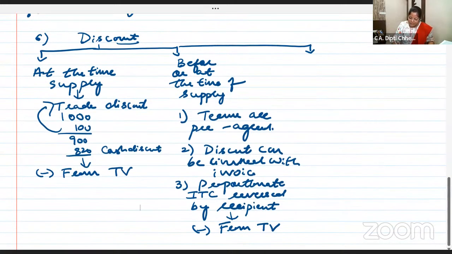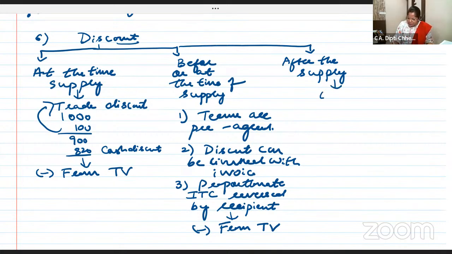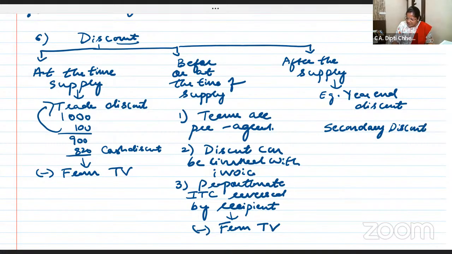After the supply, write down. It was not agreed upon. पहले से agreed नहीं था. पर end में we gave you, for example, year-end discount. Year-end discounts were not pre-decided, or it is also called as secondary discount. Secondary discount. So many businesses work hugely on secondary discounts.